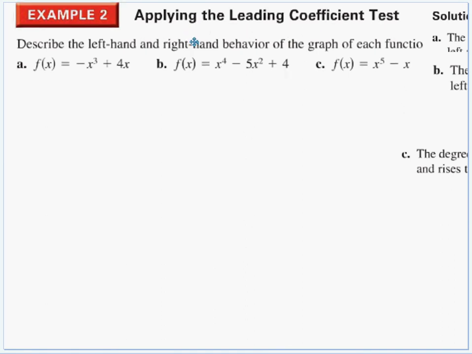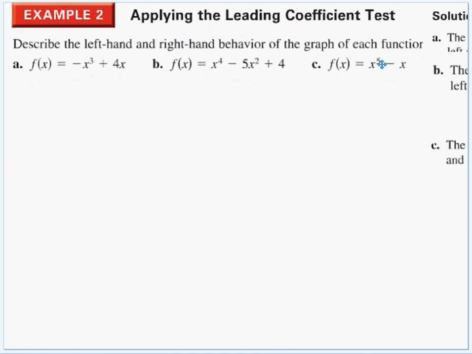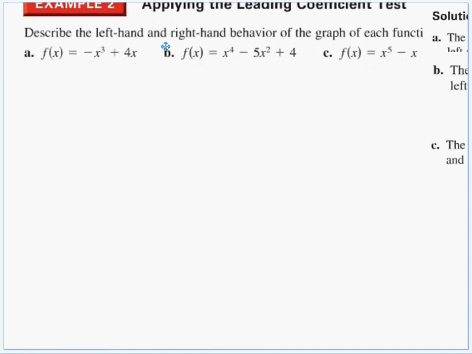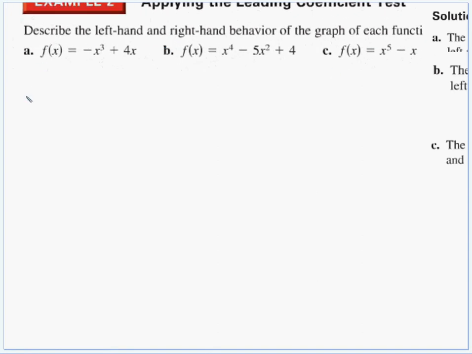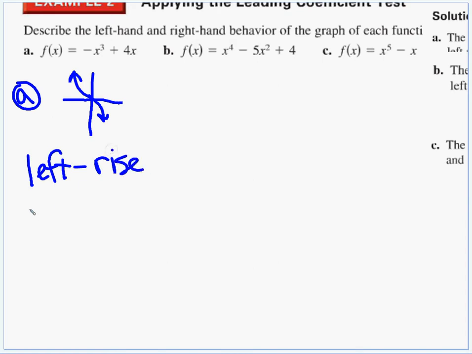Here we go. Now here, let's read the directions. Describe the left and right hand behavior of each function. It doesn't tell us to sketch the graphs, but what I like to do is draw a quick little xy axis. I see here that's negative x to the third. Make sure it is the highest power. We don't have a higher power over here. So it's negative x to the odd. So this is going to look like this. And we would say to the left, we rise. And to the right, the graph falls.